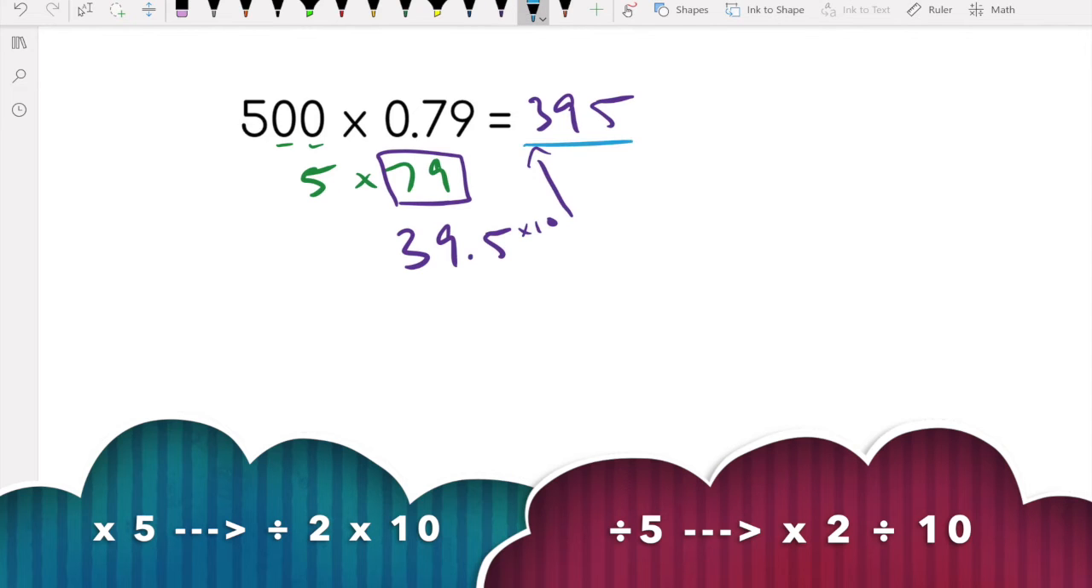Now we're going to look: does this answer make sense? Well, this is like 79% of 500. Yes, it does make sense, 395.